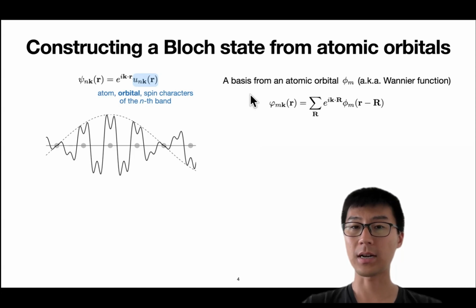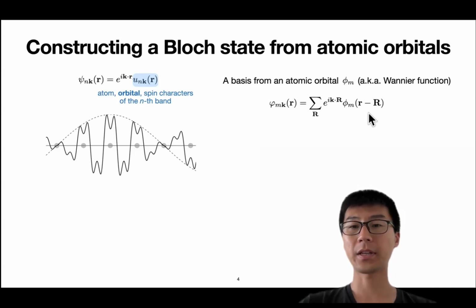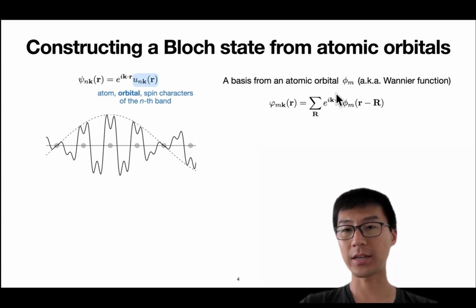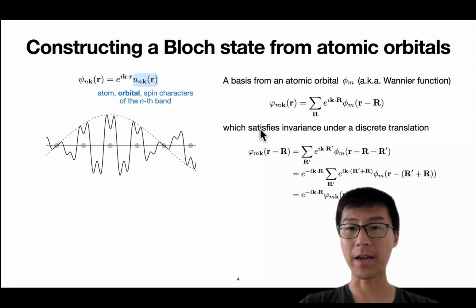To do that, we can take a linear combination of atomic orbitals phi_m at different sites R, where R is a Bravais lattice vector. Sometimes this phi_m is called a Wannier function, by the way. Anyway, by attaching a plane wave factor of exponential i k dot r, one can show that this calligraphic phi is a Bloch function that is invariant under a discrete translation.